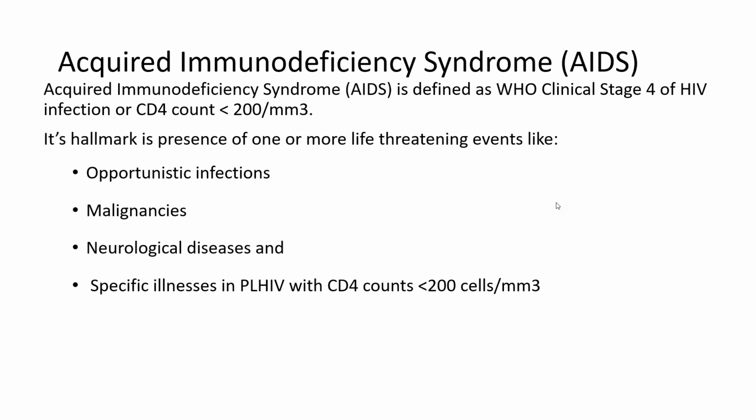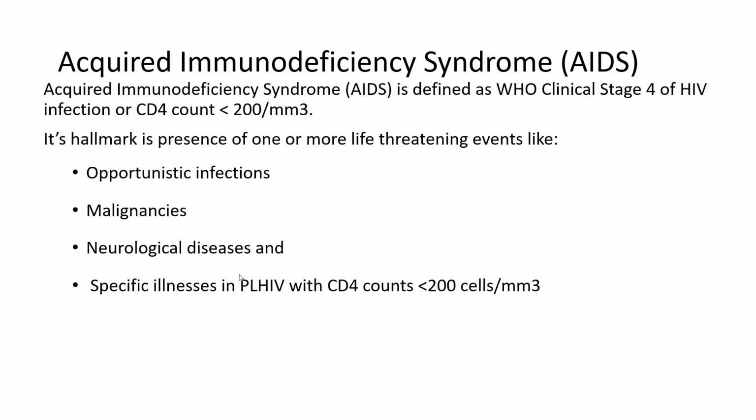But since it was diagnosed as AIDS initially, it is defined as the stage 4 of HIV illness. So anybody with WHO clinical stage 4 is defined to have AIDS, or anybody with a CD4 count of less than 200 by definition has AIDS. That's all that is there to it. And the hallmark of AIDS is the presence of more life-threatening events like serious opportunistic infections, malignancies, multiple neurological complications, and other illnesses that can happen when CD4 count falls below 200.